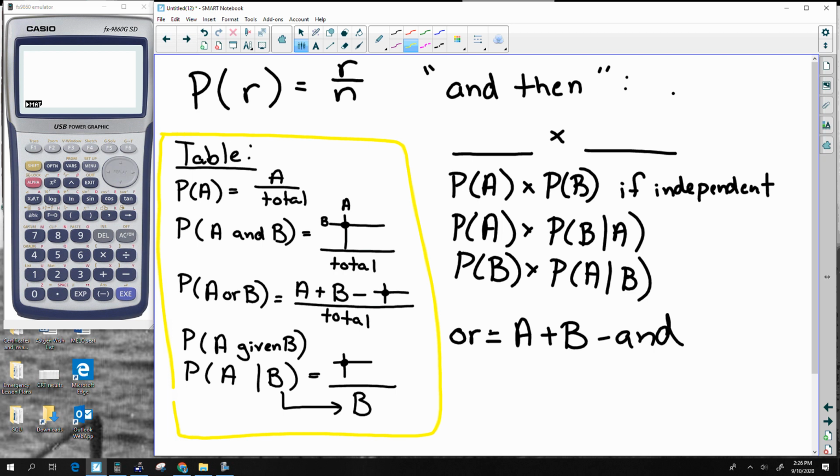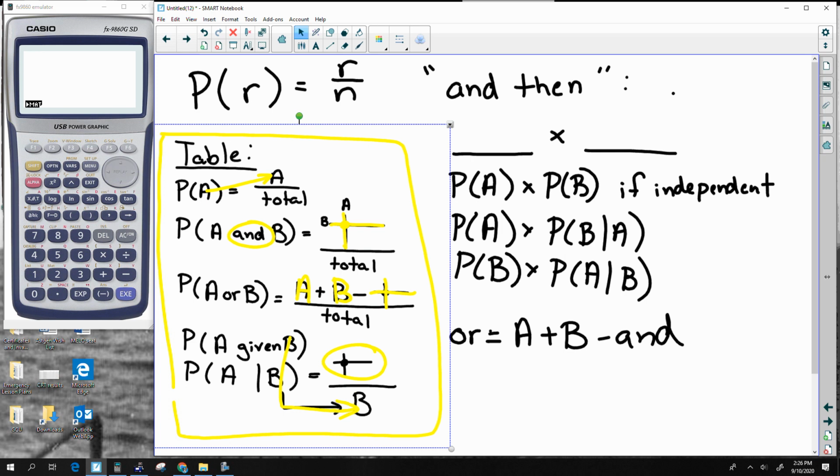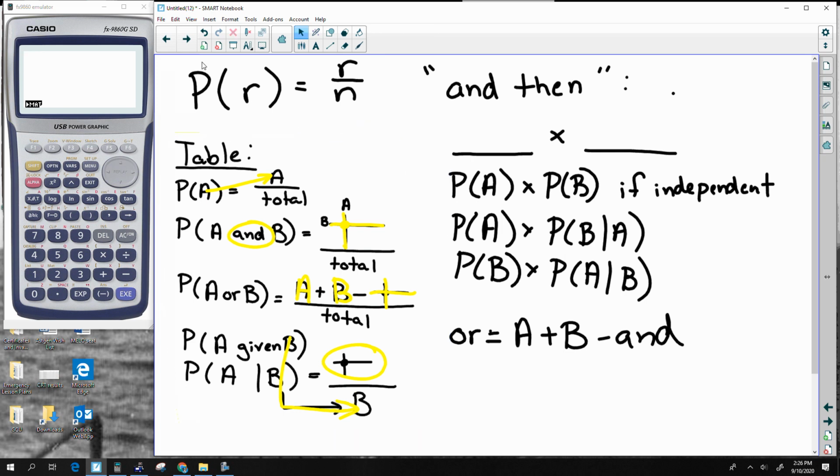So again, the probability of A is the number of A's. A and B is the intersection. So the word and is the intersection. Or is the A's plus the B's minus the and. A plus B minus the and. And the word given, the second piece becomes the total, and the and is the numerator. So again, those are your basic rules of probabilities as far as tables are concerned.